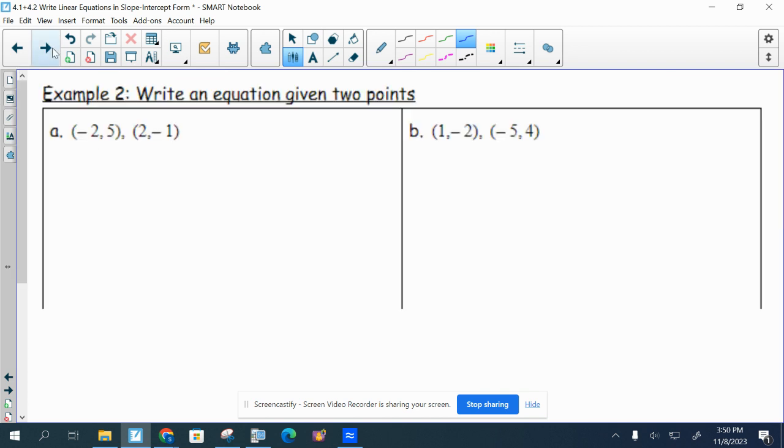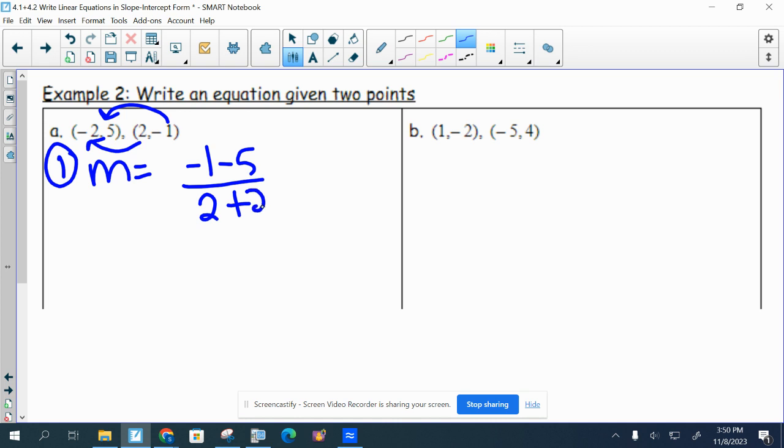The next type of question is if you're only given 2 points. So here they don't give us the slope. If they don't give you the slope, you need to find it, which is not that hard to do. So first part is we're going to find the slope using the slope formula. So we'll do y2 minus y1, negative 1 minus 5, over x2 minus x1, 2 plus 2 because the negatives cancel. That would be negative 6 over 4, which is negative 3 over 2.